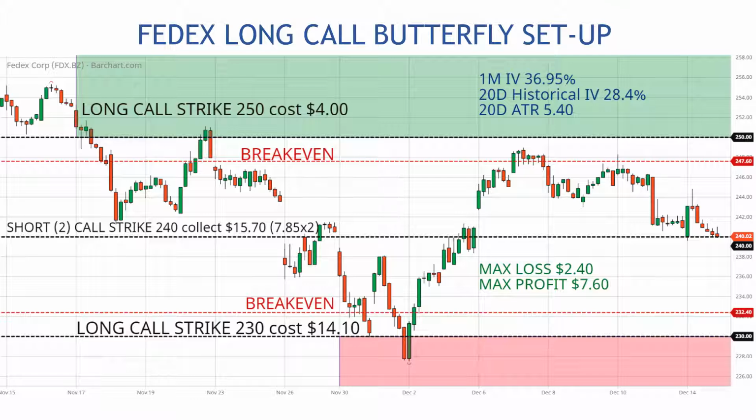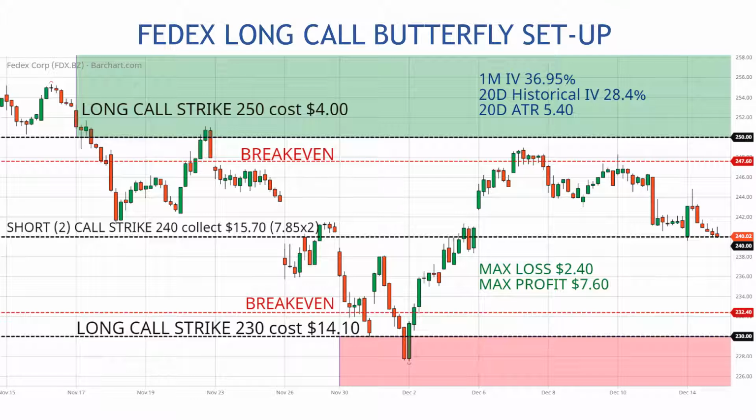If we put this together, the 2 longs are going to cost us $14.10 and $4, which is a total of $18.10. The 2 shorts are going to allow us to collect $7.85 times 2, or $15.70. So the maximum loss, or my net cost, is $2.40.